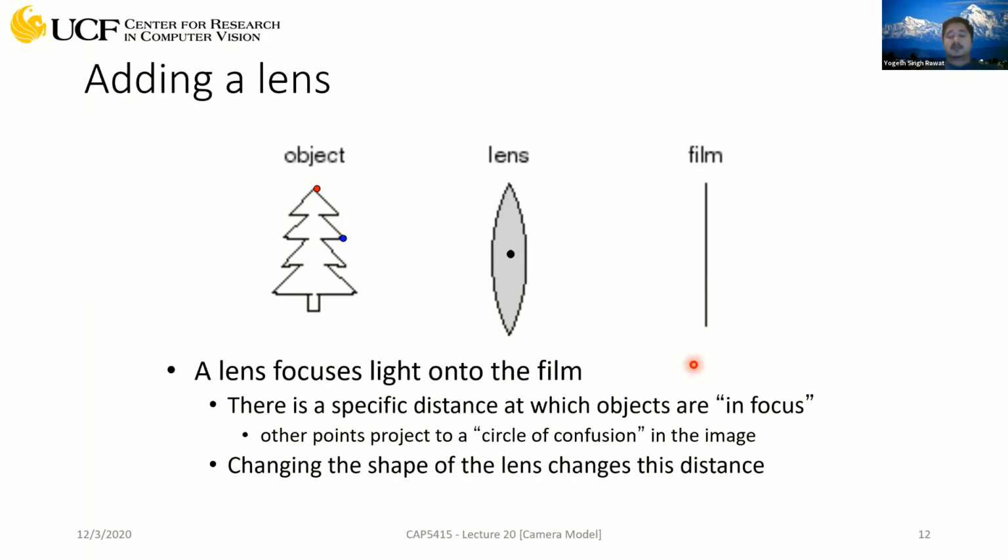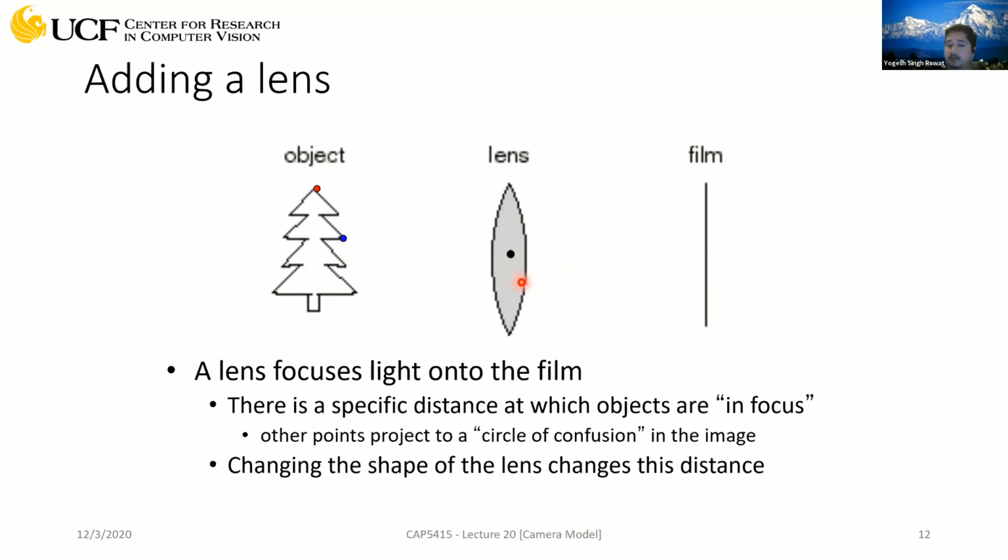Now, instead of just an aperture, what we have is a lens, and again we'll have an aperture with a small opening through which the rays can pass. And the idea here is that when you have a lens, rays passing through this lens will be projected on this film.